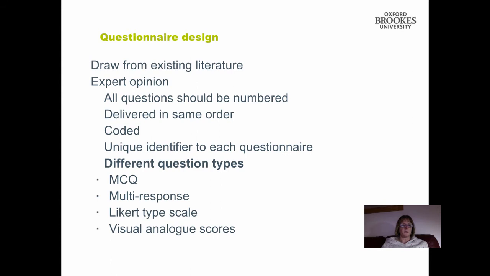The questions need to be numbered, they need to be delivered in the same order. The researchers have to code them, they need to give a unique identifier to each question, and there's different types of question types that you can have in a survey. You can have multiple choice, you can have multi-response, so you can give more than one answer to a question. And the Likert type scale, we'll look at a Likert type scale, or visual analog scores, where I mentioned that earlier in relationship to pain.